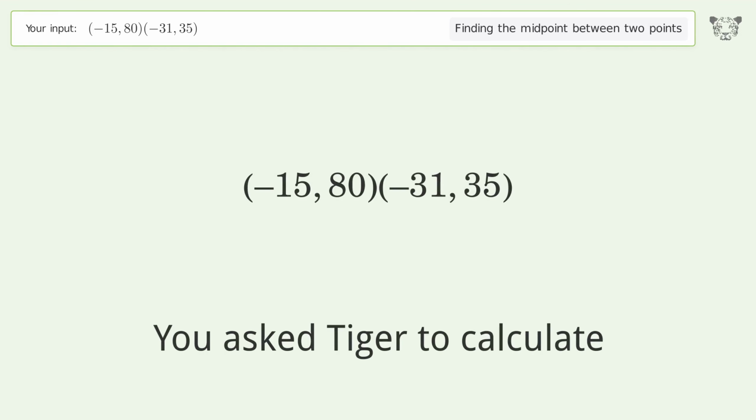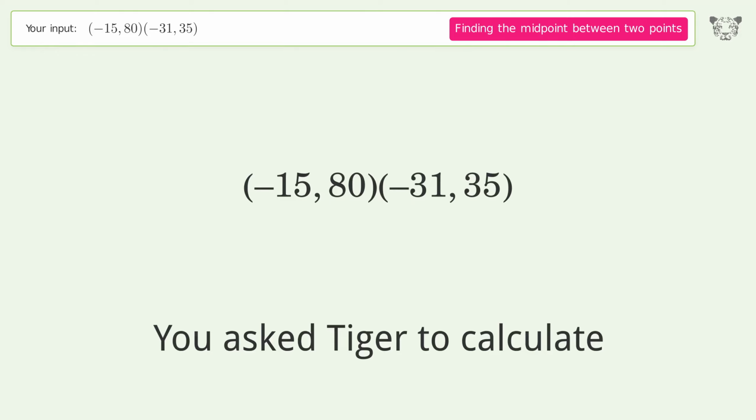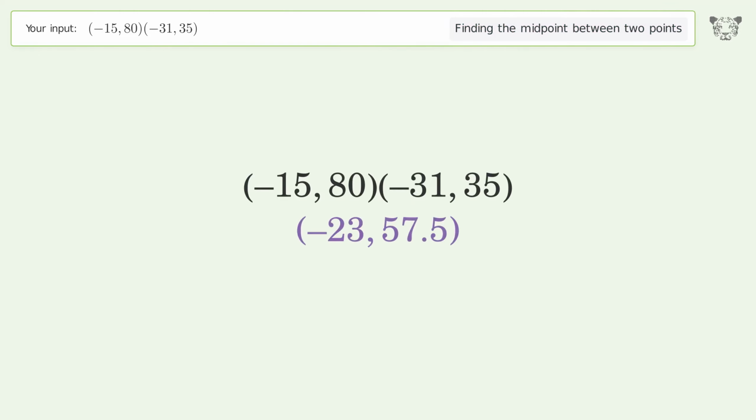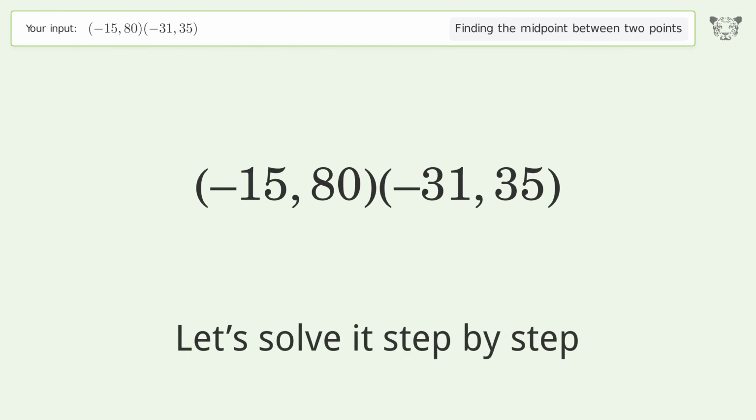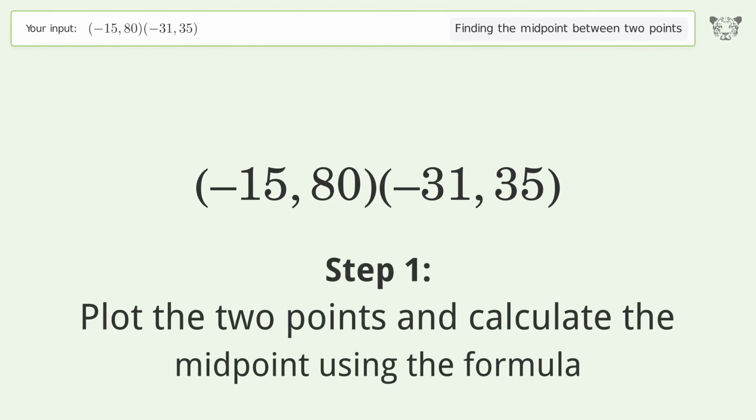You ask Tiger to calculate. This deals with finding the midpoint between 2 points. The midpoint between the 2 points is negative 23, 57.5. Let's solve it step by step. Plot the 2 points and calculate the midpoint using the formula.